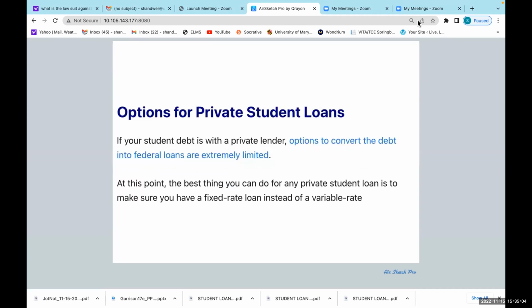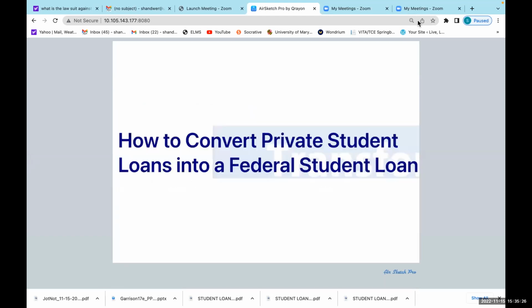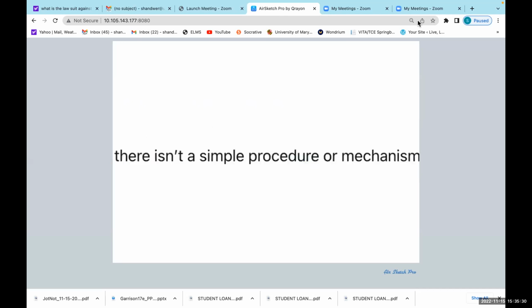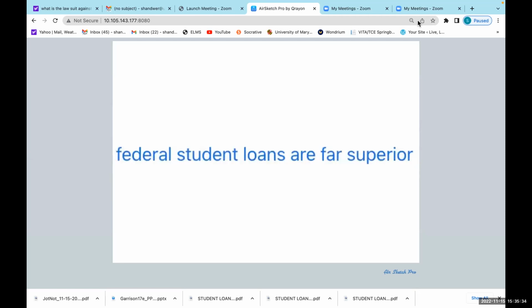Back to student loans. For private student loans, convert the debt into federal loans, which are right now the better place to be, and it's been that way for a number of years. There's not much you're going to be able to do to accomplish that. Not too many avenues for that. If you have loans dating back to 2010, there may be an option for that, but most likely not. So when I say how to convert private student loans into a federal student loan, it's pretty much forget it. There's no easy way to do that.